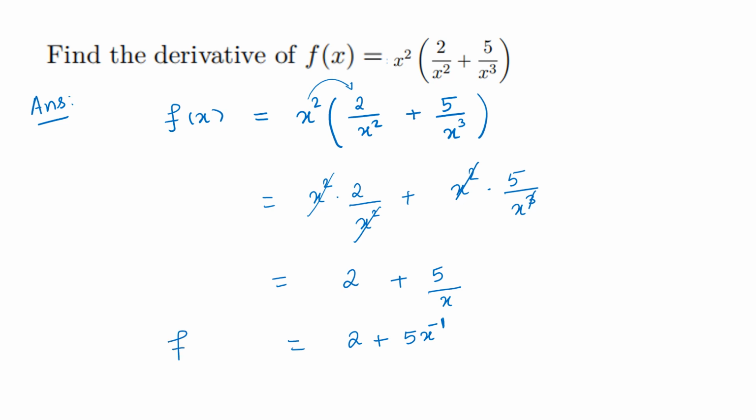Still we are not finding the derivative. So now we can find the derivative: f'(x) equal to, what is the derivative of 2? It is 0 because it is a constant. And here, as I already told you, 5x to the power minus 1. This minus 1 multiplies with 5. It is minus 5 x to the power, already minus 1 is available, then subtract 1, so we have minus 2. So 0 no need to write, minus 5 divided by x to the power minus 2, write in the denominator, x squared. So this is our f'(x).